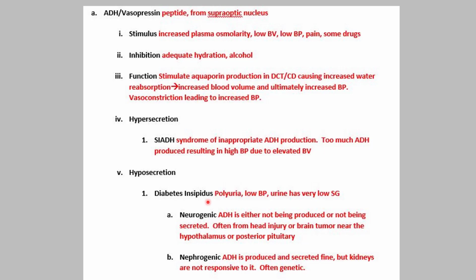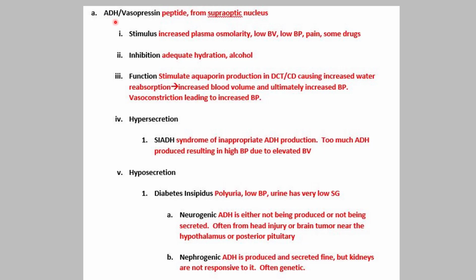It is a peptide, so it's amino acid based. It's made in the supraoptic nucleus. Its stimuli: what causes it to be released? Primarily, the number one stimulus for ADH is increased plasma osmolarity. When does increased plasma osmolarity occur? When we are dehydrated. ADH is the hormone that keeps our body hydrated. When we have increased plasma osmolarity, ADH is released.